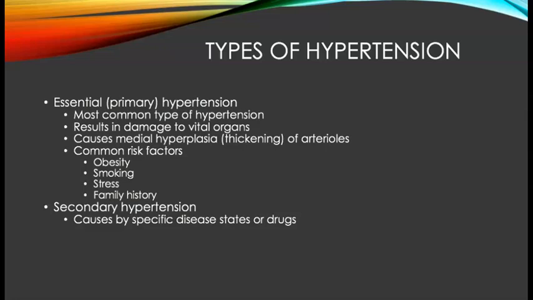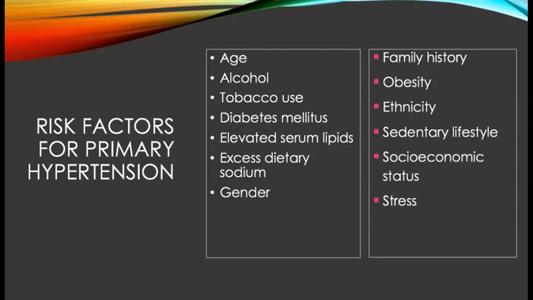Secondary hypertension, on the other hand, is caused by something else. This could be from medications, or it could be from another type of disease that is then causing elevated blood pressure. There are several risk factors for primary hypertension. There are, of course, the modifiable and non-modifiable risk factors. For example, family history, ethnicity, as well as gender, these are all things that we can't really control, but there are the factors that we can control.